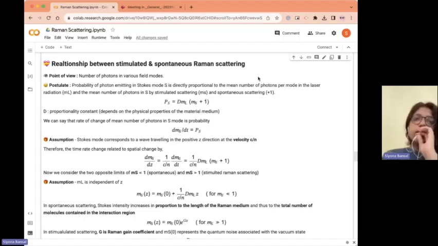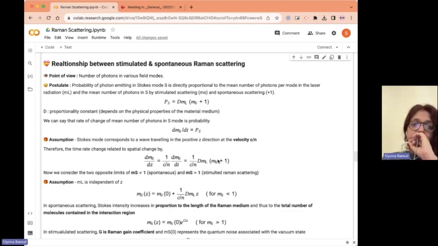Now, to understand the relationship between spontaneous and stimulated Raman scattering, we need to look at things from the point of view of the number of photons per field mode, and start with a postulate which says that the probability per unit time that a photon will be emitted into a Stokes mode S will be directly proportional to the mean number of photons in the laser radiation and the mean number of photons in the Stokes mode by stimulated Raman scattering, which is Ms, and by spontaneous Raman scattering, which is unity. So the formula becomes Ps equals D into ml into the addition of mean number of photons, Ms plus 1, where D is the proportionality constant, which depends on the physical properties of the material medium which we are using.